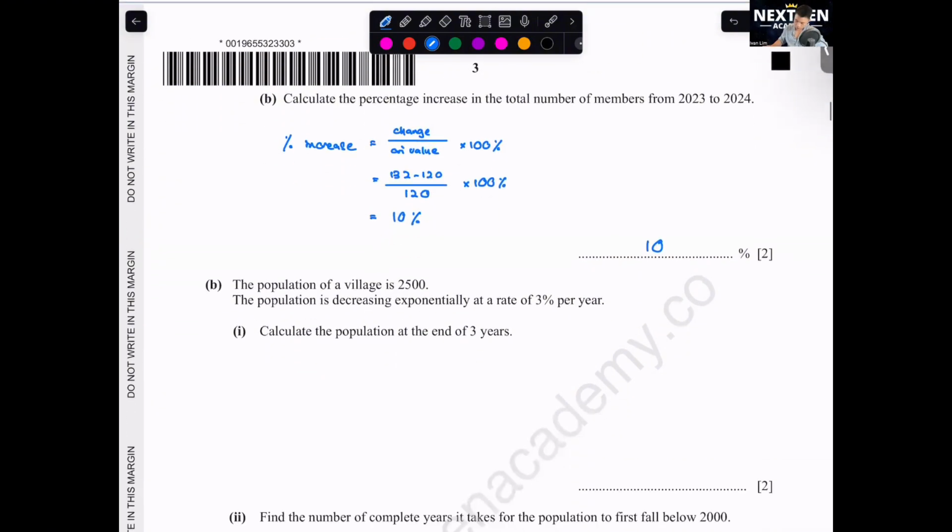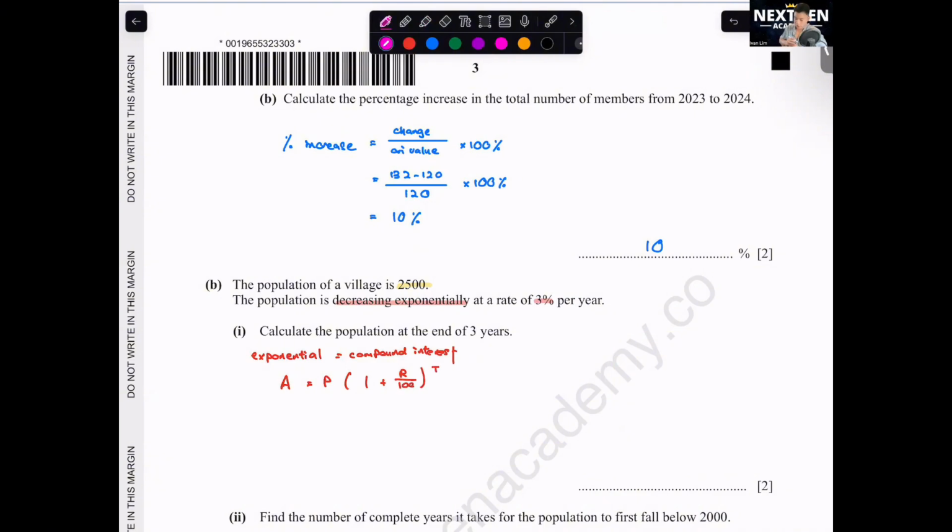Question B. The population of a village is 2,500. This is a separate question already. Population is decreasing exponentially at a rate of 3% per year. Calculate the population at the end of 3 years. When we see this word exponential, the formula we use is the compound interest formula. So you write down the compound interest formula first. A equals P bracket 1 plus R over 100 to the power of T.